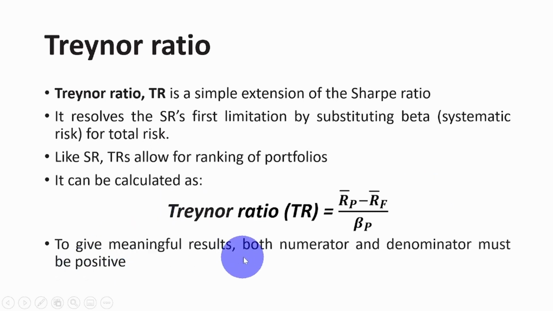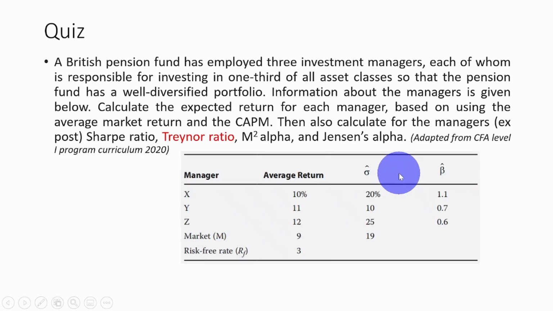So to give meaningful results, both the numerator and the denominator must be positive. So if the numerator is negative or the denominator is negative, it won't give us a good result. So let's take an example and see how we can compute our Treynor ratio.